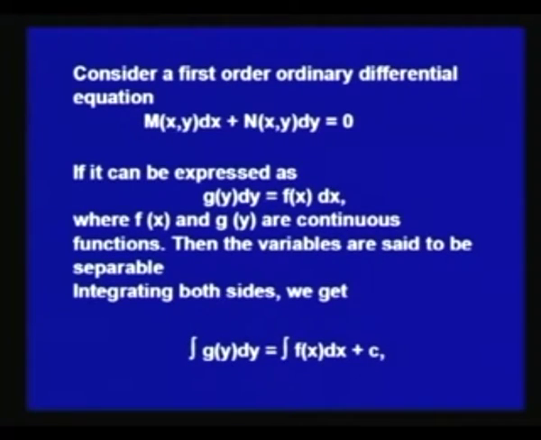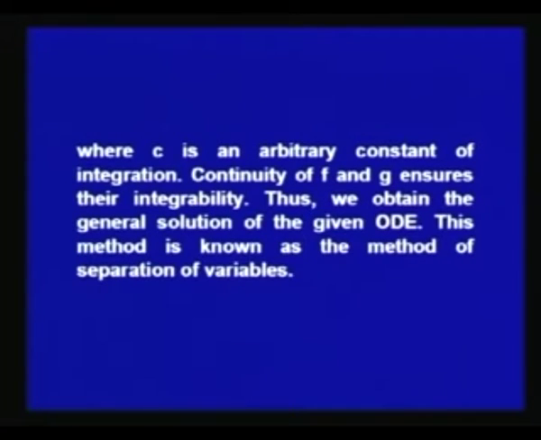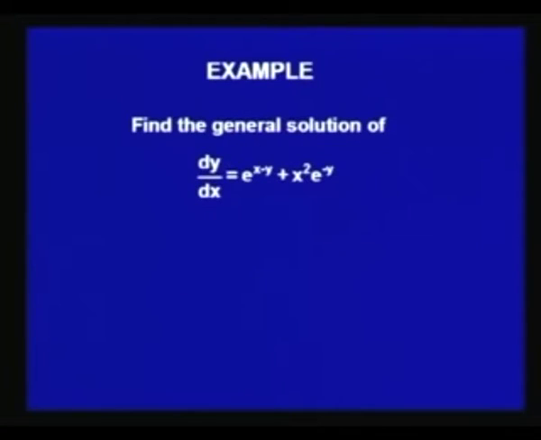General solution of such a differential equation can then be obtained very easily. We just have to integrate both sides of the given differential equation, and we have integral g(y) dy equal to integral f(x) dx plus c, where c is an arbitrary constant of integration. Since f and g are continuous functions, they are integrable. So, the integral of f and integral of g exist, and we obtain the general solution of the given ordinary differential equation. This method is known as the method of separation of variables.